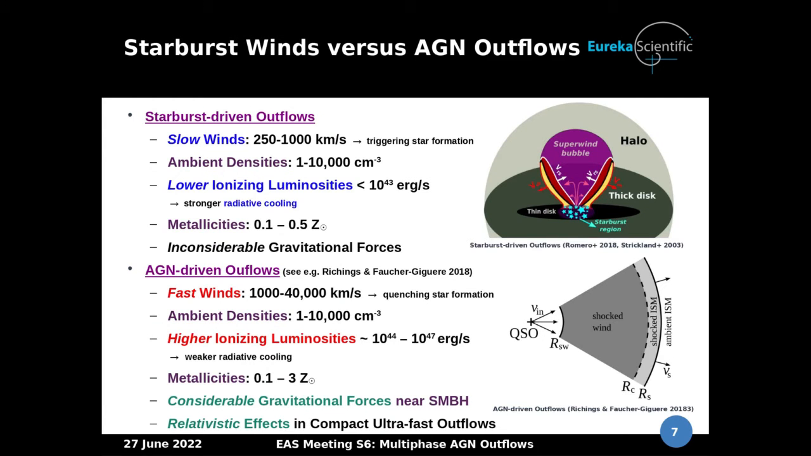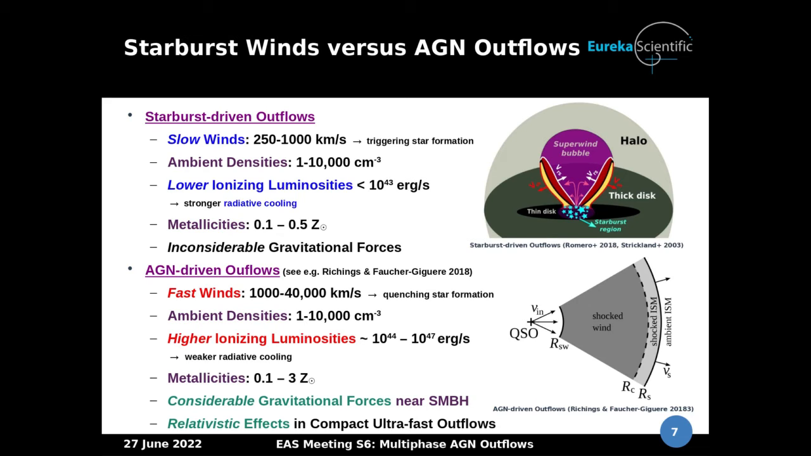However, there is a difference between supernova-driven outflow and AGN-driven outflow. In supernova-driven outflow, the wind typically is slow, and as the wind becomes slower, it triggers star formation because of the formation of cooling regions. And the ambient densities, as you see, are typically the same. However, supernova-driven outflows have lower ionizing luminosity, and they are typically in metal poor star-forming galaxies.